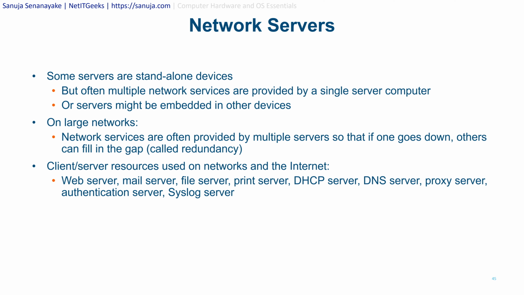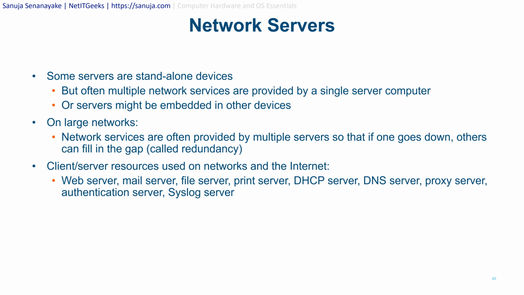An example would be that DHCP servers are oftentimes embedded in an access point or sometimes in a router or something like that as another device. But you can also install the DHCP server on a physical desktop server as well, or rack mountable servers as well. On large networks, network services are often provided by multiple servers so that if one goes out, then the others can fill in the gap. So that is called redundancy, building in redundancy, right?